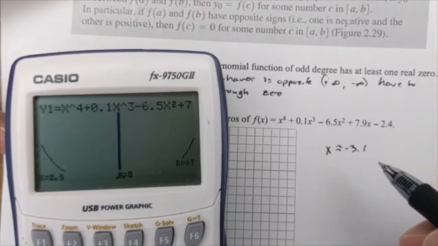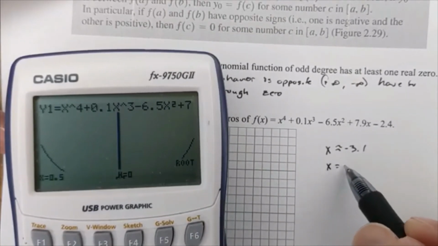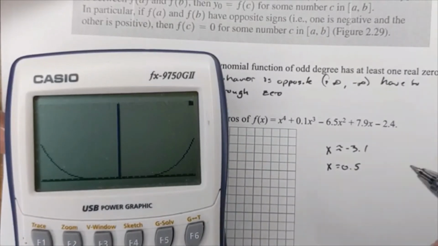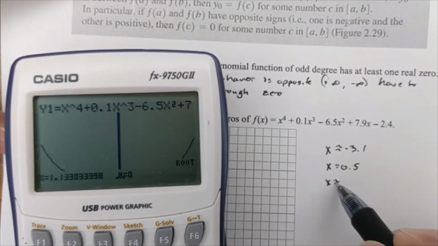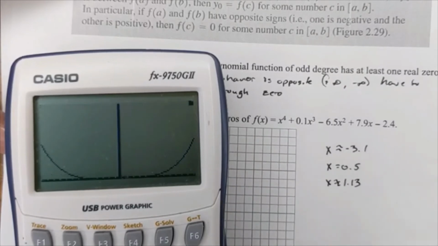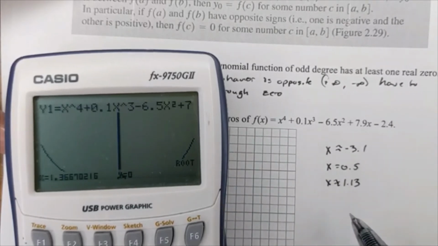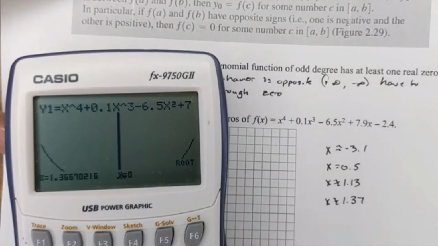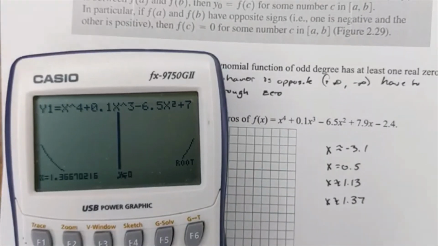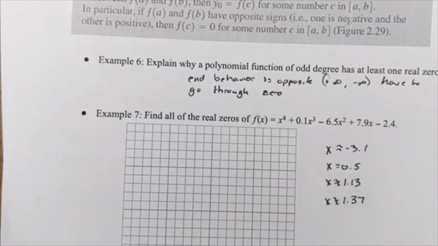There can be at most 4, because I have x to the fourth. Exactly 0.5. About 1.13. And there could potentially be one more. About 1.37. So those are my zeros, just from the calculator. Desmos will find them for you, et cetera.